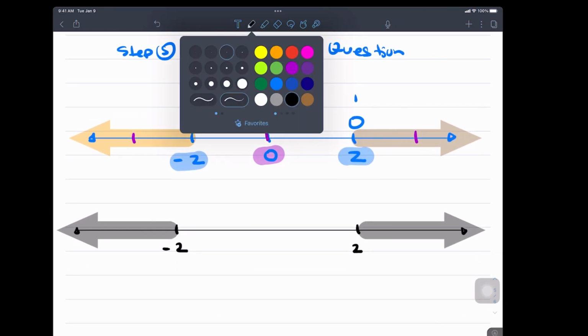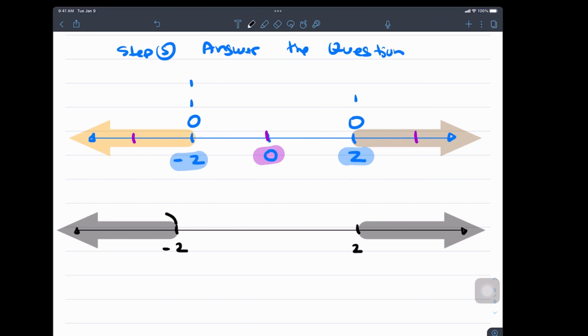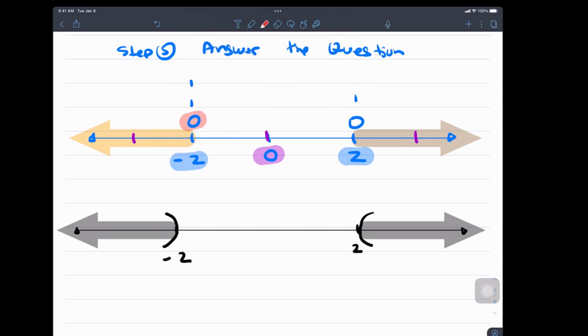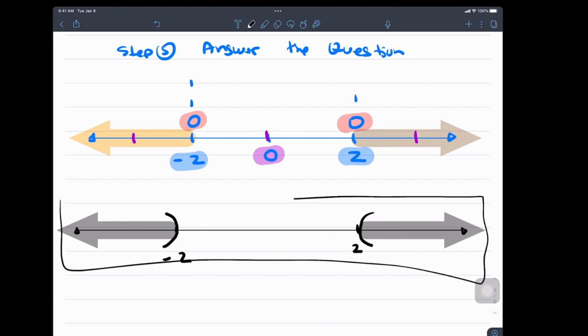Okay, this is the graph of the solution here. We're going to use a parentheses. Does anybody remember why we use parentheses? Because you don't include what? The -2 or the +2. Why don't you include them? Because at those points, it equals 0. And 0 is not positive. 0 is neutral. So remember, 0 is neutral. It's not positive. It's not negative.